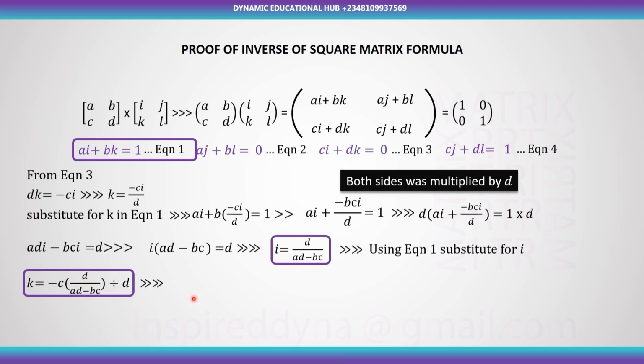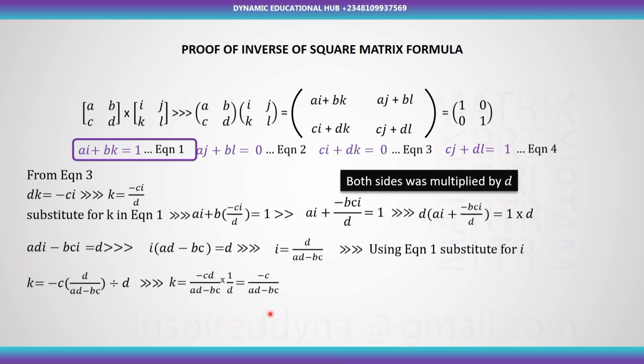When you expand it, what are you going to get? We substitute for I here. So K is going to be minus C times D over AD minus BC. Division means you change it to multiplication by doing the reciprocal. So times 1 over D. So 1 multiplied by minus CD, you get minus CD, and this D will cancel this D. That's why you are left with minus C over AD minus BC. So K is equal to minus C over AD minus BC.